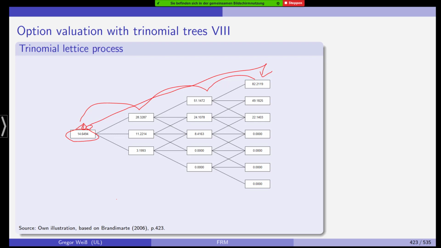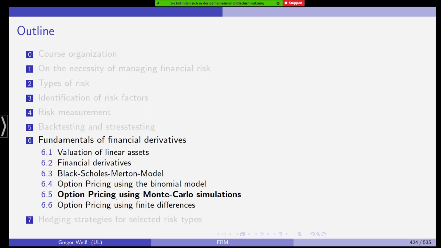So it's basically the same, and by changing the number of iterations, or not iterations, but the number of intervals you want to divide your remaining maturity of the option into, you get the option price. Okay, so this is the binomial and the trinomial model.